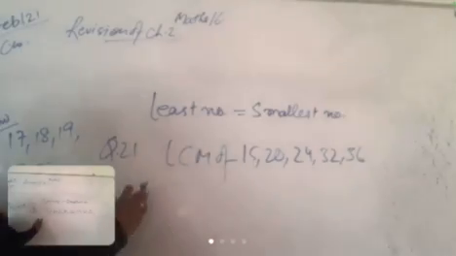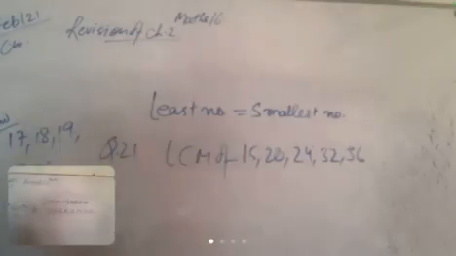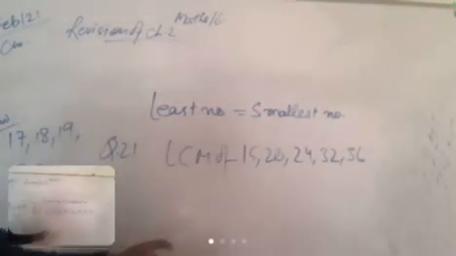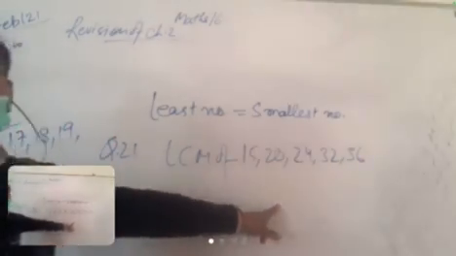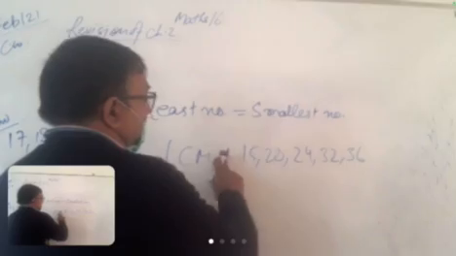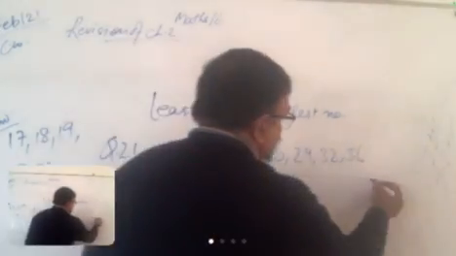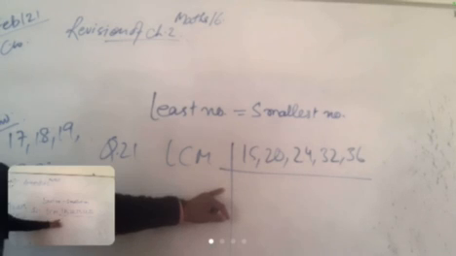This is the first step. We have to find the LCM, which is known as least common multiple. So we have to find the smallest multiple that can be divisible by these numbers, that can be divided by these numbers. So we have to find the LCM of these numbers, and this method is known as LCM by division method. Clear, everyone? This method is called LCM by division method.